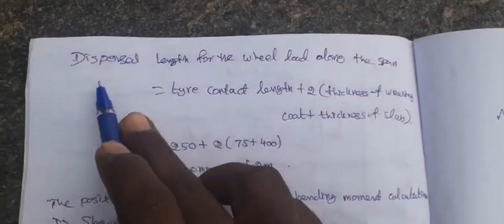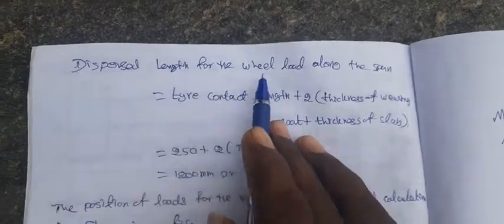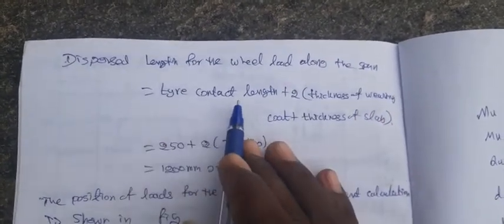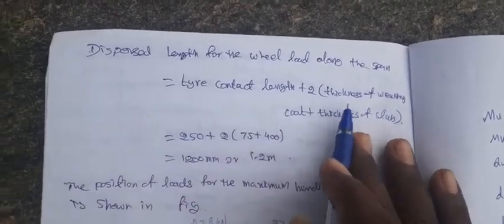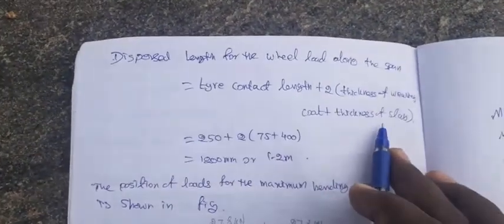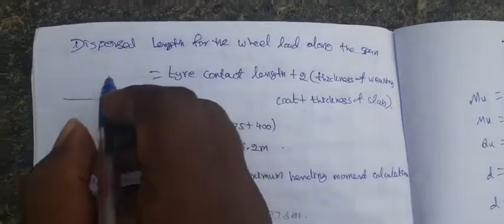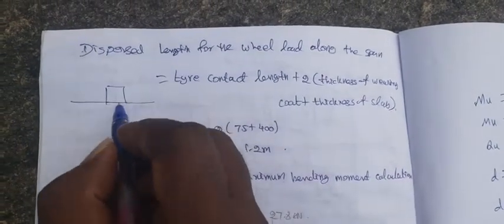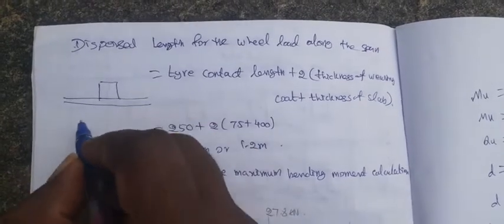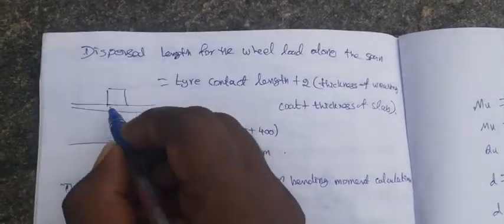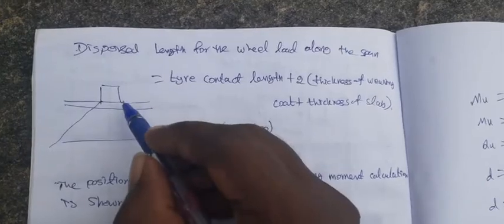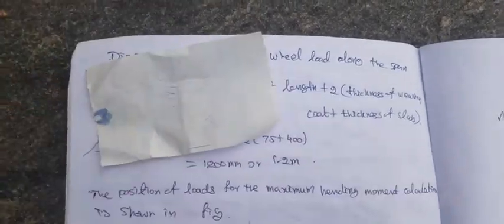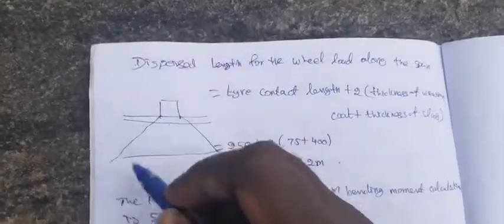Here also I am considering the dispersed length for the wheel loads along the span. Along the span means the tire contact length plus 2 times the thickness of the wearing coat plus the thickness of the slab. Like that is a tire. This is the thickness of the contact area. Here also one portion and here also one portion. So I am writing like this. This is the dispersion.